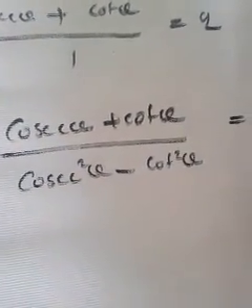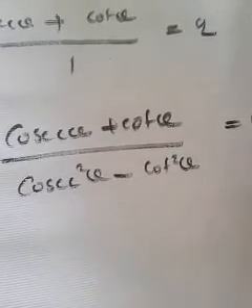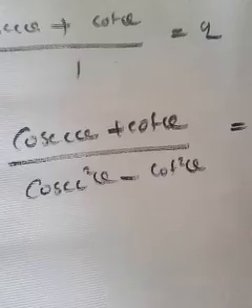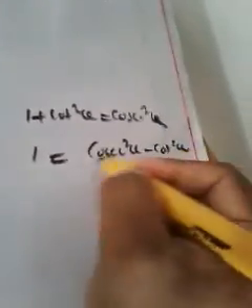Why does this 1 become cosec square theta minus cot square theta? Because we have an identity 1 plus cot square theta is equal to cosec square theta. From this identity we derive an expression for 1 as cosec square theta minus cot square theta. Just substitute that expression for 1.